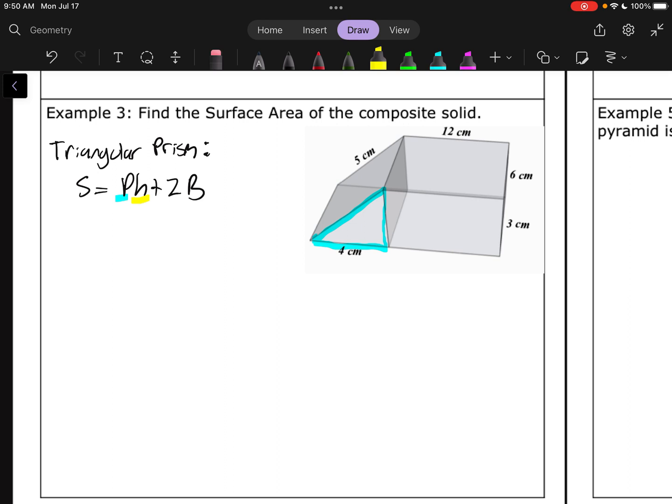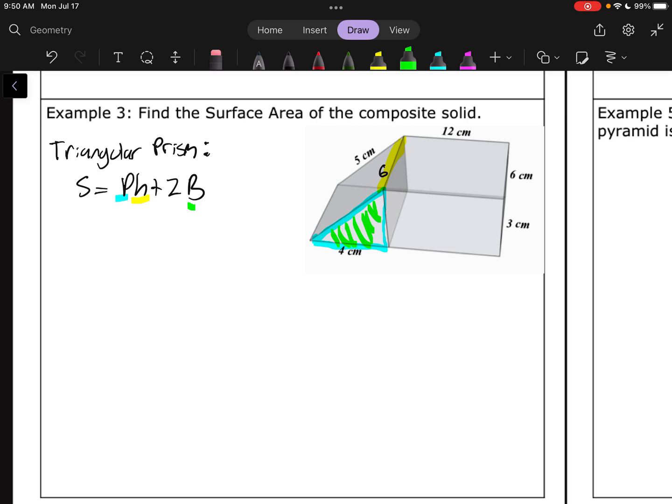And the height of the triangle is how far it is going from left to right, or from triangle to triangle. So that would be this or this, one of those, right? Which I believe is 6. We can see it over on this side also. Times, or plus, 2 times the area of the base, which would be the area of the triangle there.